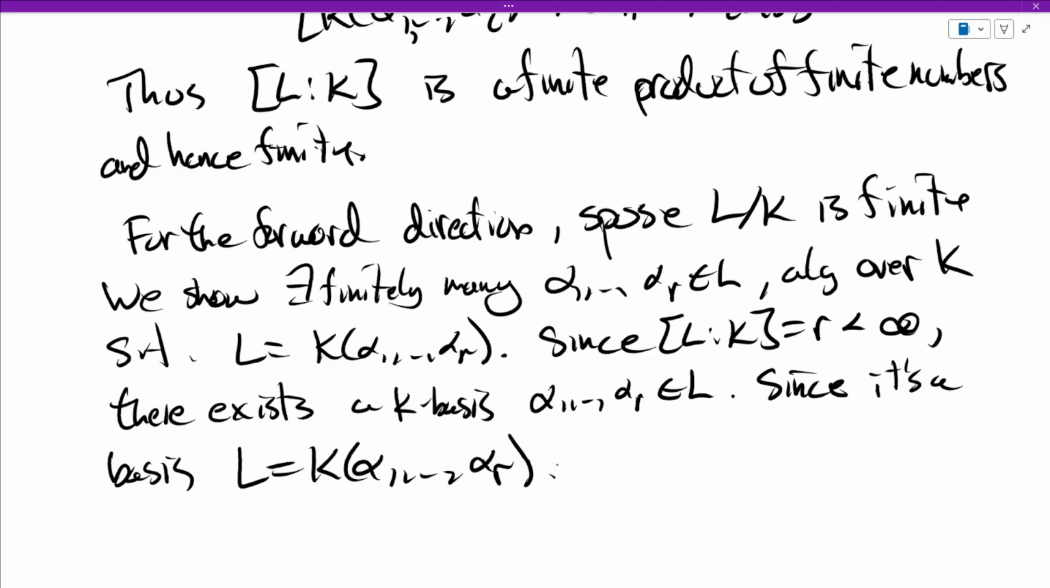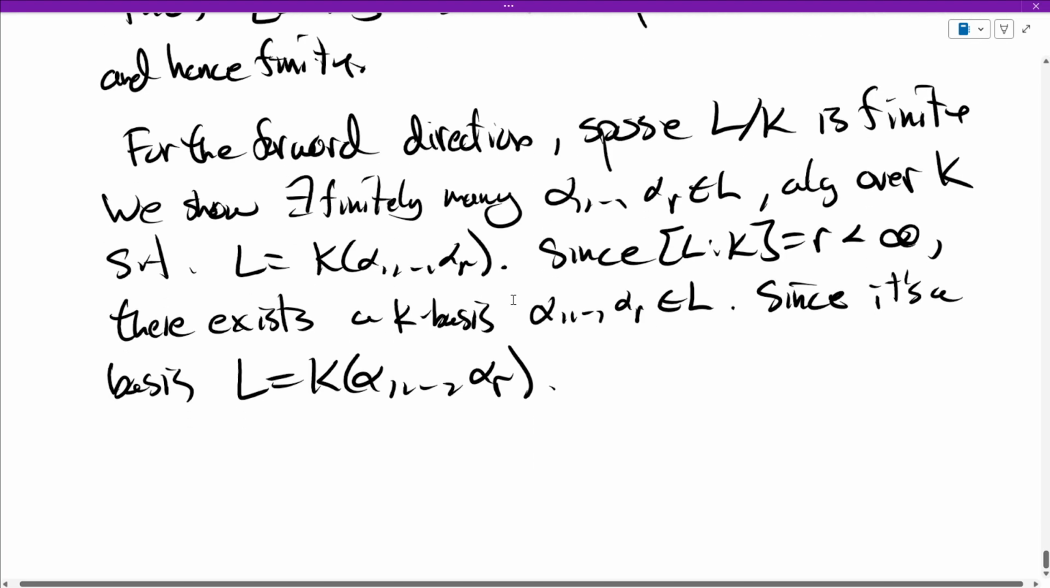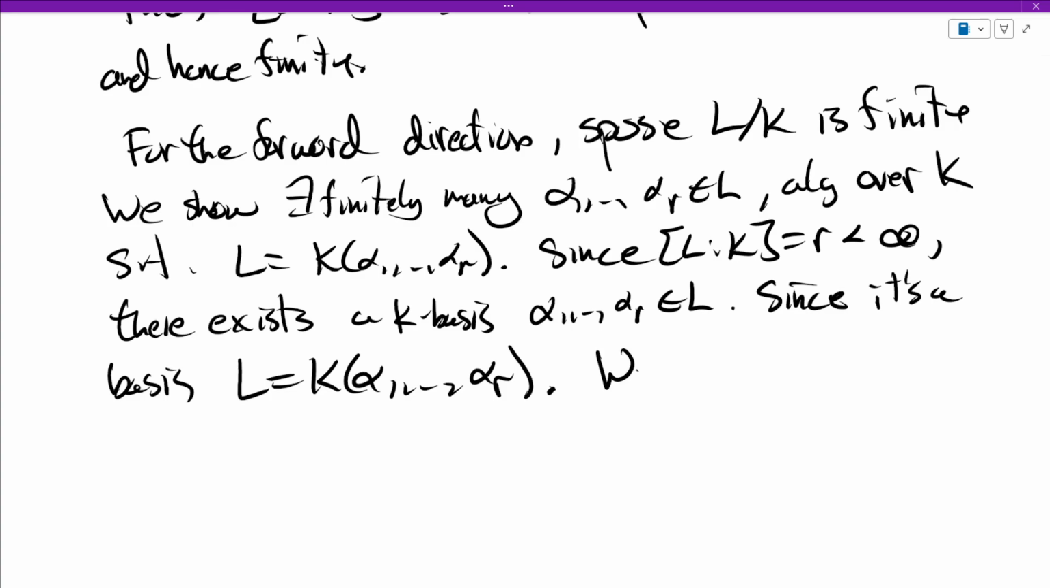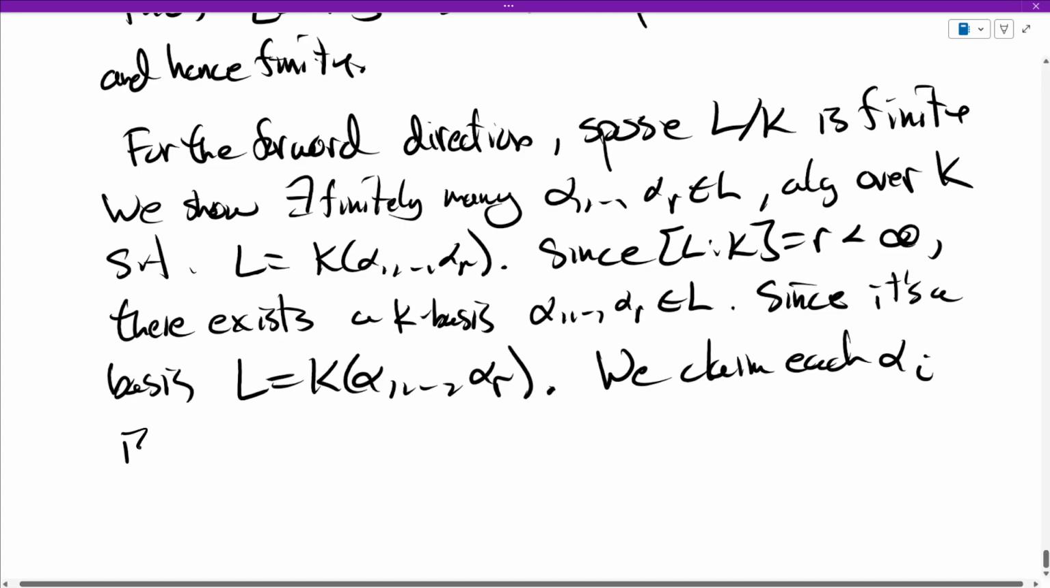It suffices to show that each of the alphas is algebraic. Therefore, the book is really terse with the proof here. I feel like a lot more needs to be said. In the book it says each alpha j is clearly algebraic. Yeah, I mean, I guess, but I think it still needs to be said. So, why is each of these alphas algebraic? We claim each alpha is algebraic, and that will complete the proof. And this video, sorry, it's going a little long.